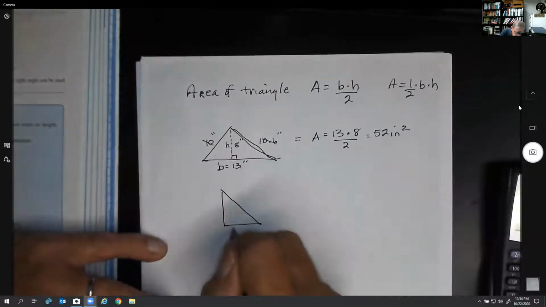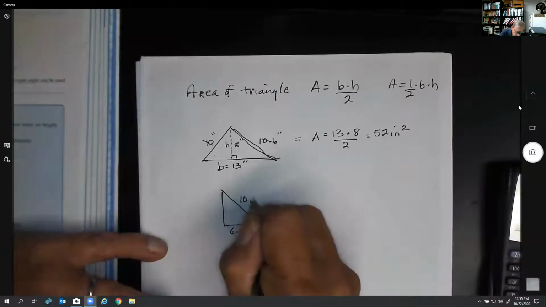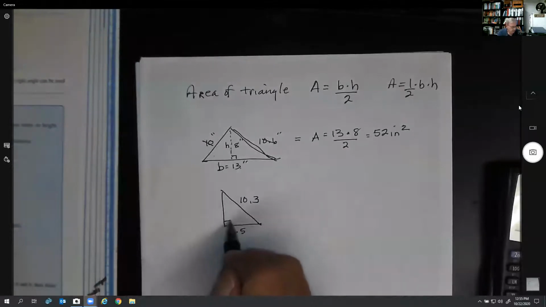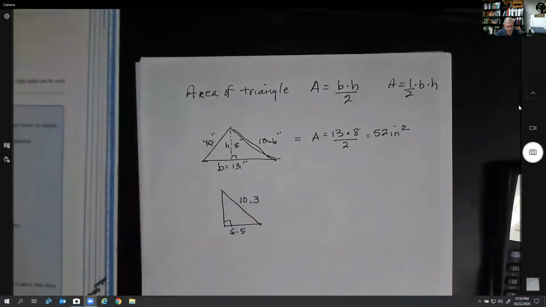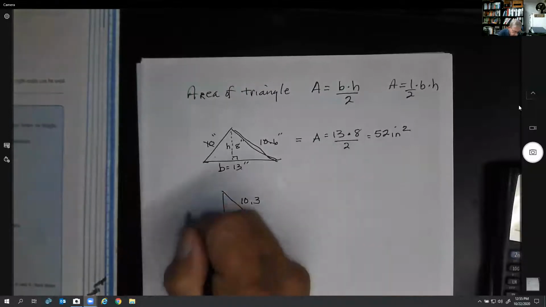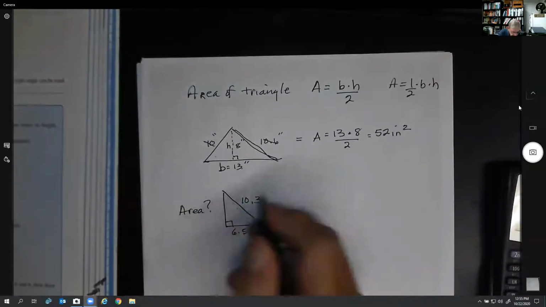And we know this distance, and we know this distance, but we don't know this distance. We know this is a right triangle, but we need to find this distance, and we want to find the area. How are we going to do it? Well, first we got to find this distance.